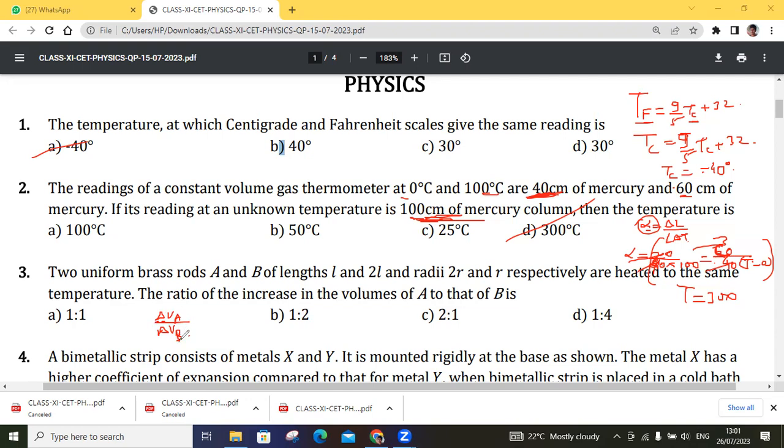Now these are brass rods. So gamma is equal to delta V by V, correct? Both are brass rods only, so gamma will be the same. So delta V is proportional to V. It means delta VA by delta VB is nothing but VA by VB. And we know what VA by VB is.